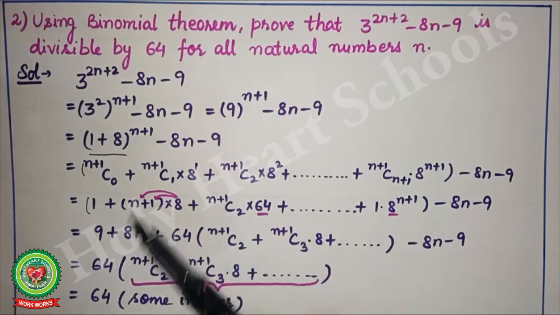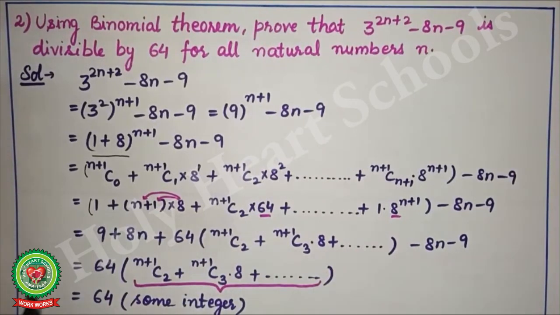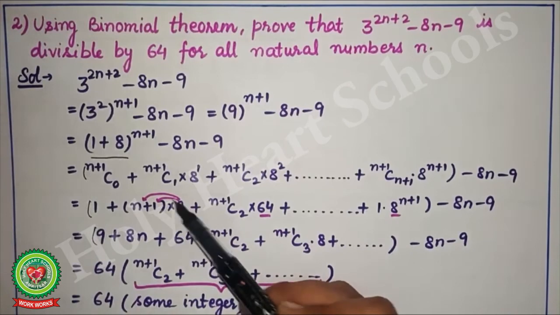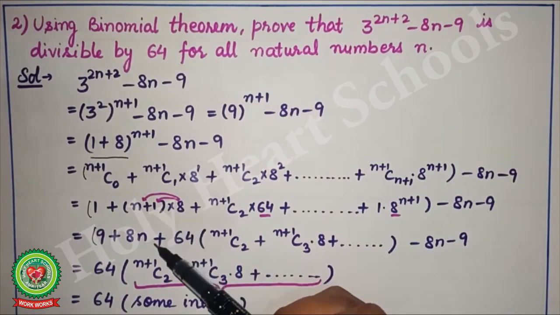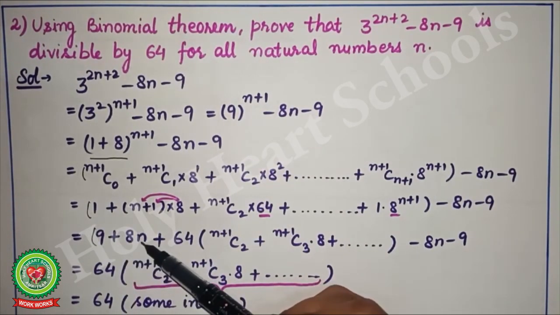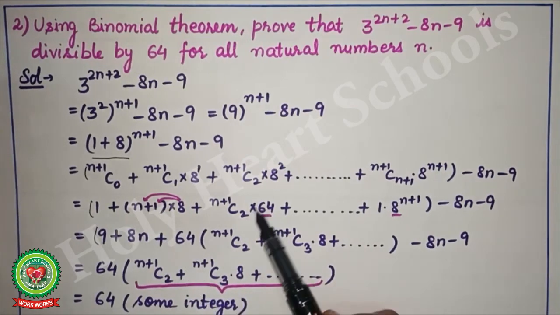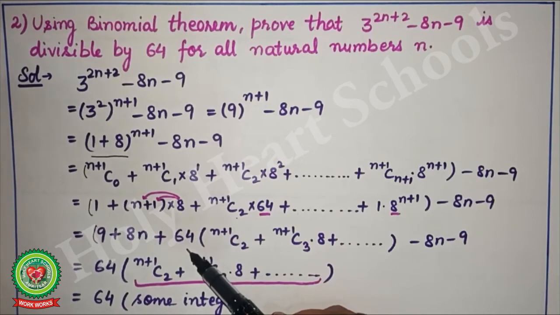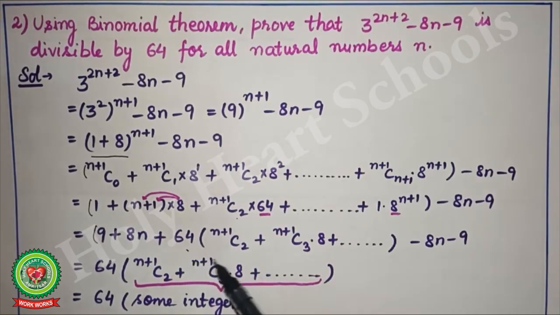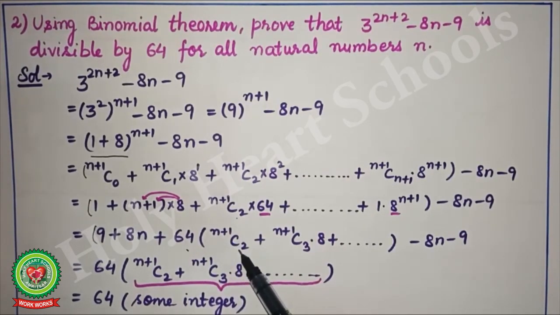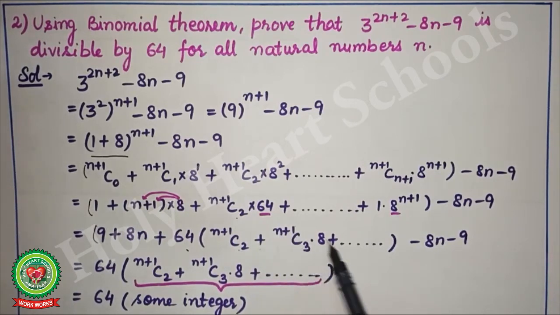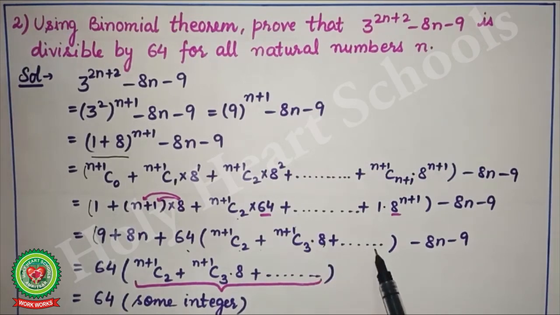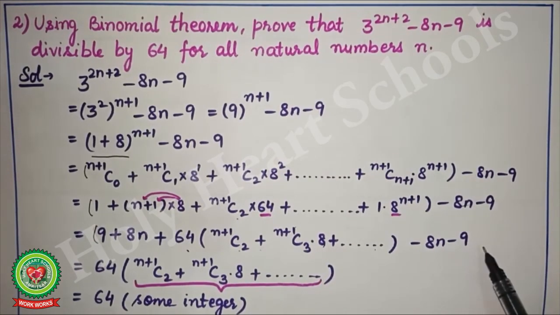Now when you solve it, you will get here 1, and when you open the bracket, 8n plus 8. So it will become 9 plus 8n plus, from the further terms, we will take 64 as common. So write out the left out terms. It is n plus 1 C2 plus n plus 1 C3 into 8 will be left, plus so on. The terms will be like this. And the last two again the same.